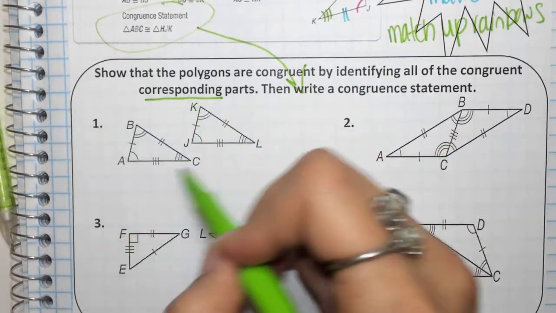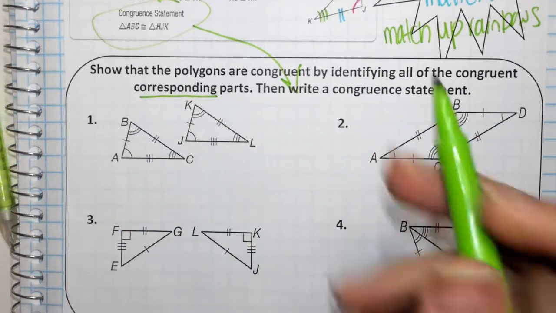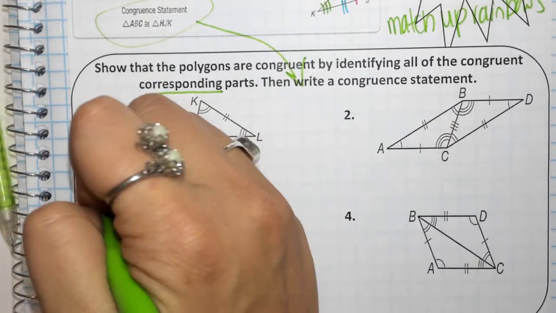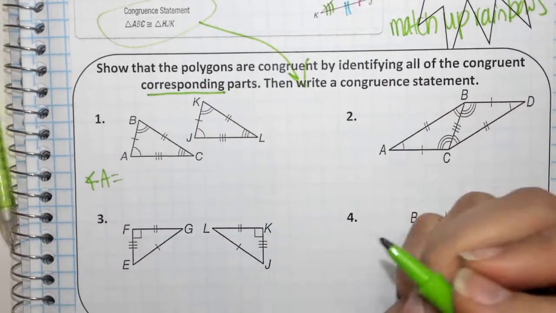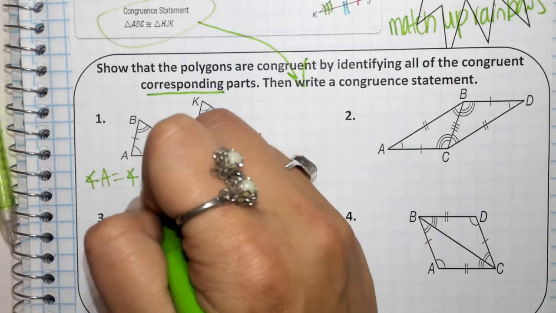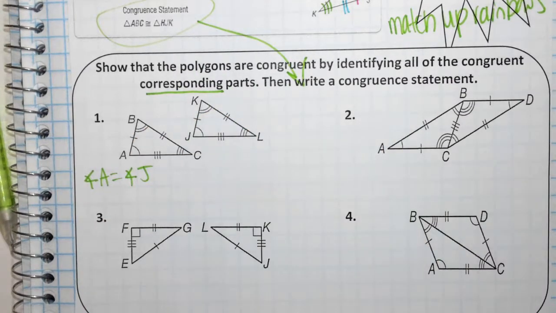So, what we're going to do for number 1 is we're going to write the angles that are congruent in the same position. So, angle A has one rainbow. What angle is it congruent to? Angle J. Good. Take a point. Does everybody see how I did that? Are we sure? Yes.